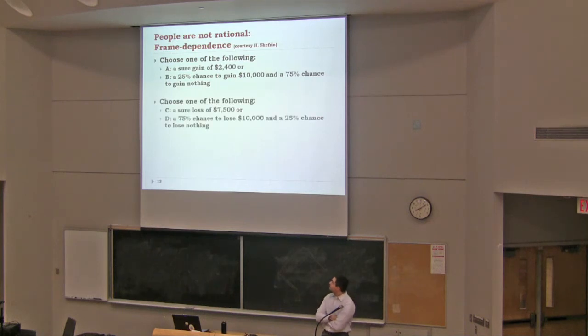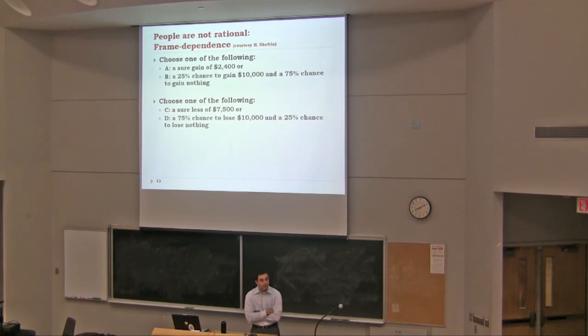Here's another one. Choose C or D. C here is a sure loss of $7,500. No matter what happens, you give me $7,500. D, a 75% chance to lose $10,000, 25% chance to lose nothing. What would you pick? Who would pick C? Who would pick D? Almost everybody would pick D. Yes, that's what people would do, because when it comes to losing money, people would rather gamble. Now, from a mathematical standpoint, from a standpoint that a theoretical model would look at this, are these choices different? No, because their expected values are the same.